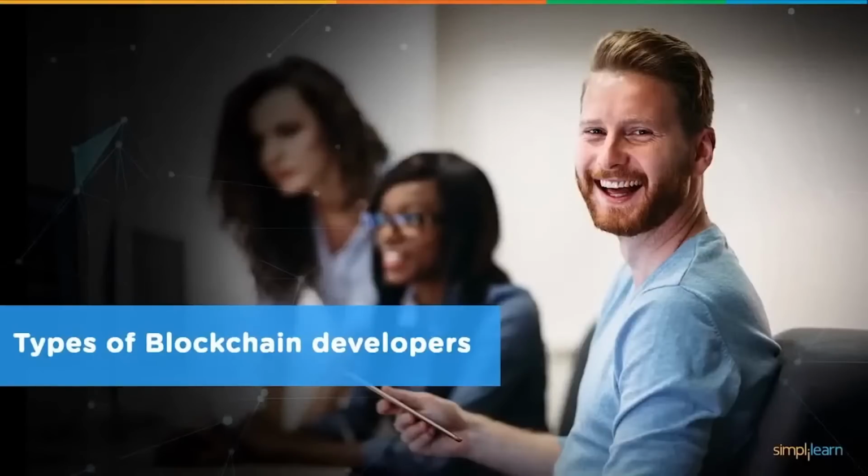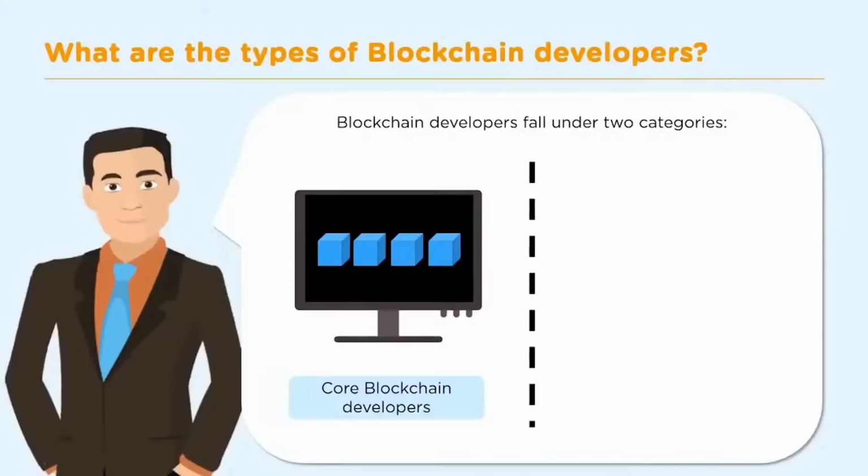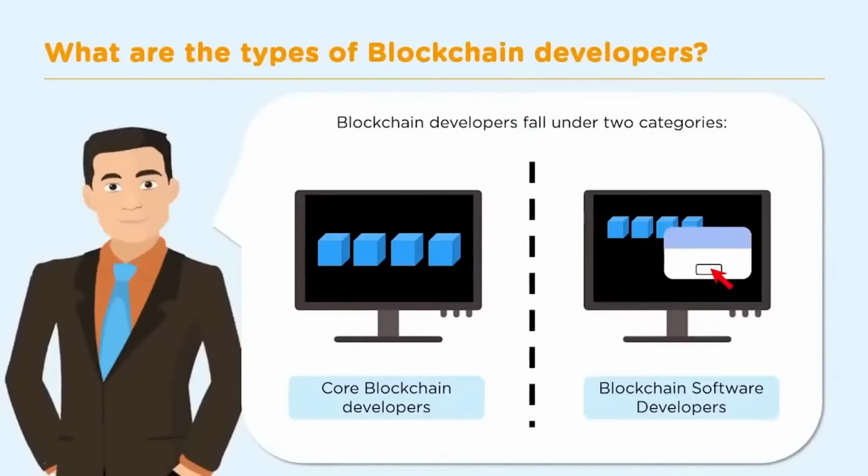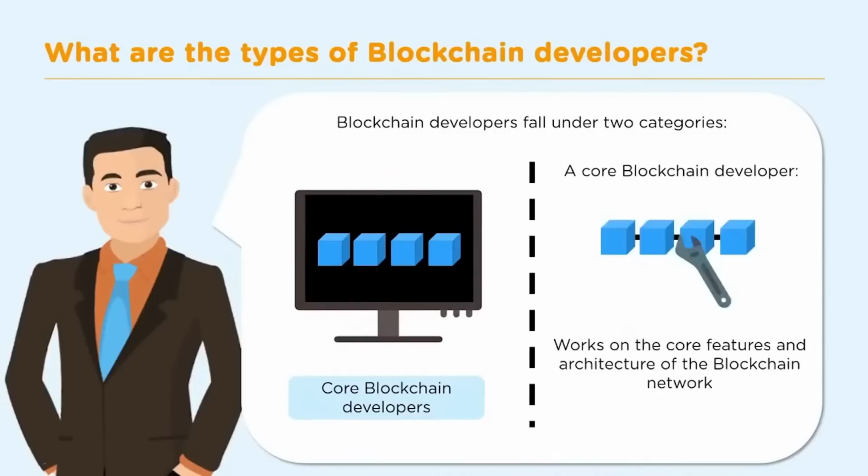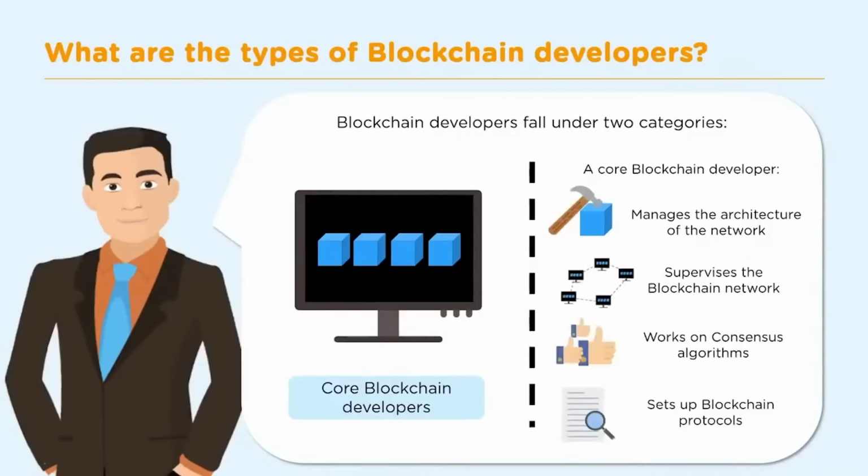Now, let's talk about the different types of blockchain developers. So they fall under two major categories: core blockchain developers and blockchain software developers. A core blockchain developer works on the core features and the architecture of the blockchain network. Basically, they're in charge of the entire blockchain network. They manage the architecture of the network, supervise the blockchain network. They work on consensus algorithms. For example, there's the proof of work algorithm in Bitcoin, and set up blockchain protocols.